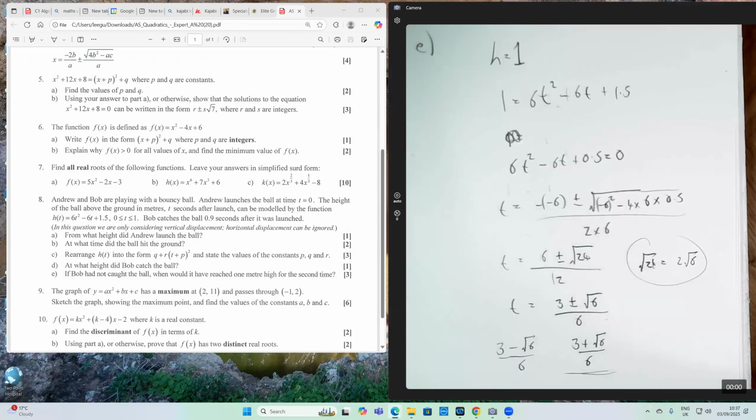And that's an example of a modeling with quadratics question, a very popular one on A-level exam papers.